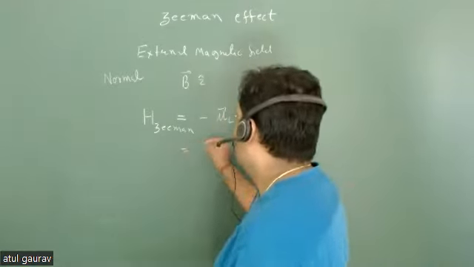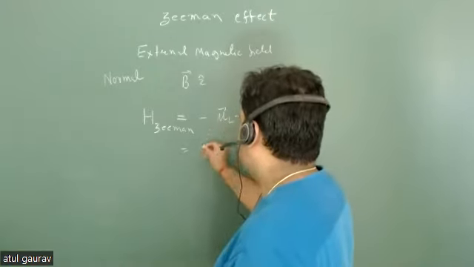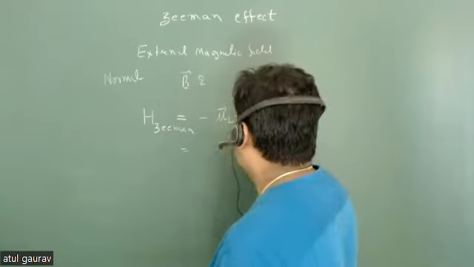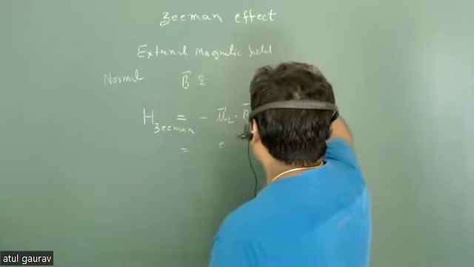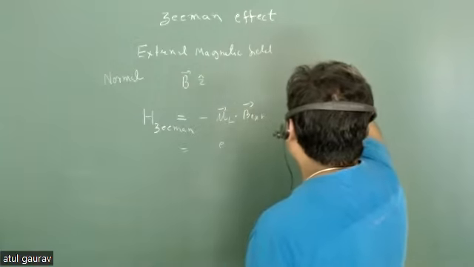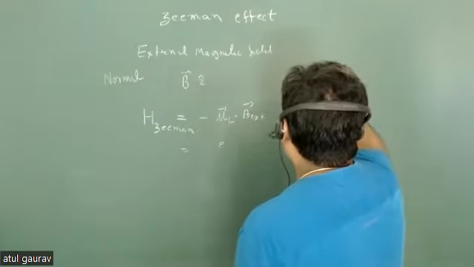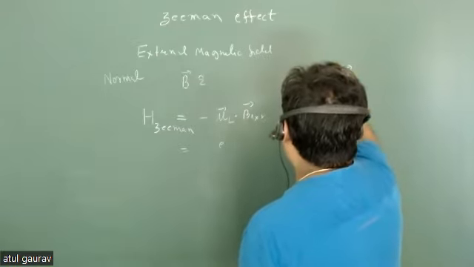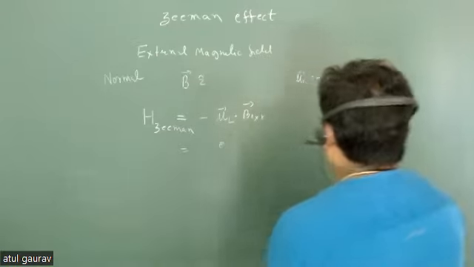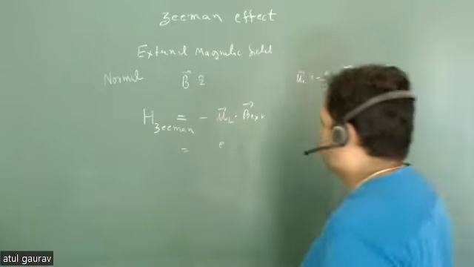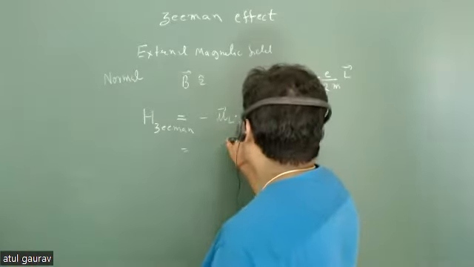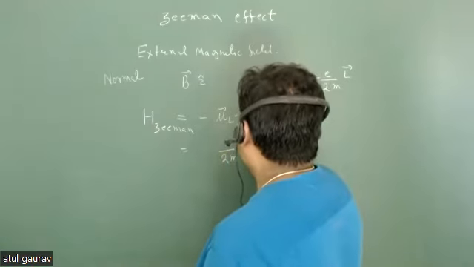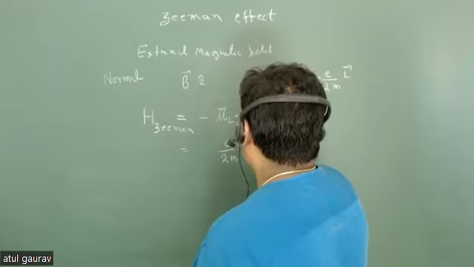We all know that the electron has negative charge, so the negative will make it positive. You can write mu L as minus e upon 2m times the L vector, because the charge is negative, where L is the angular momentum vector. So this will be positive, and you can write e upon 2m times L dot B external.